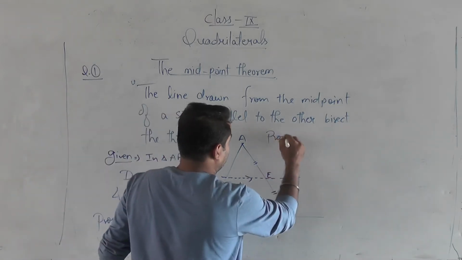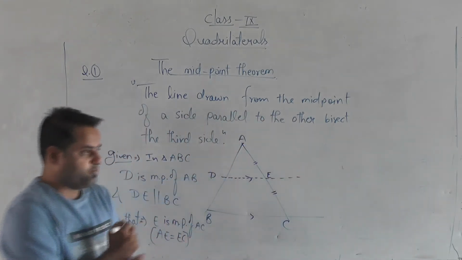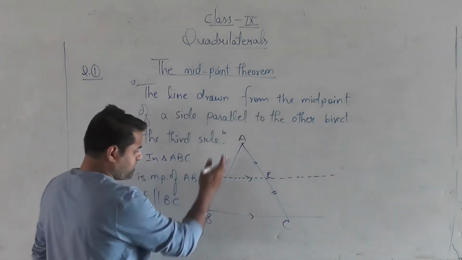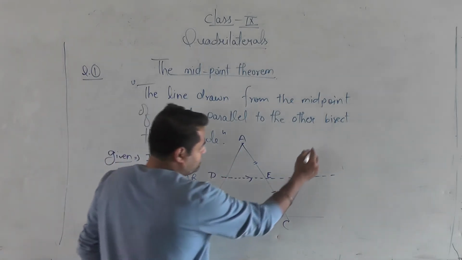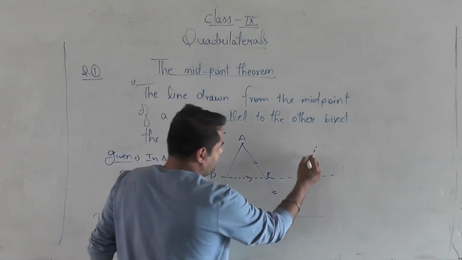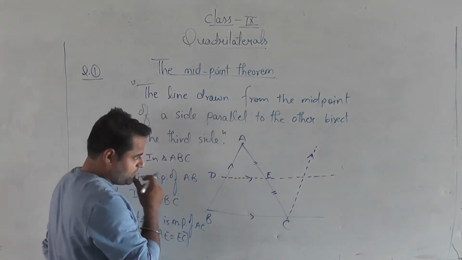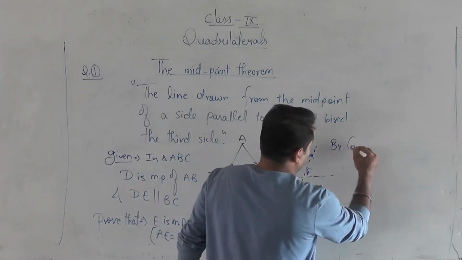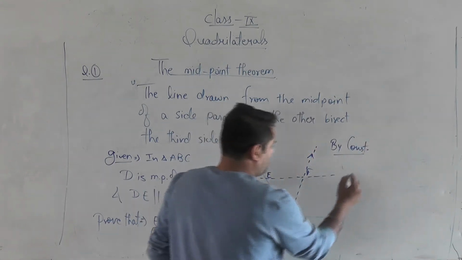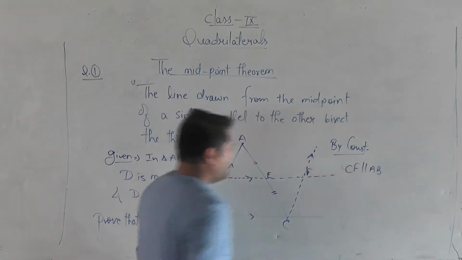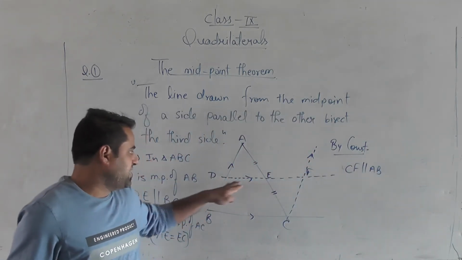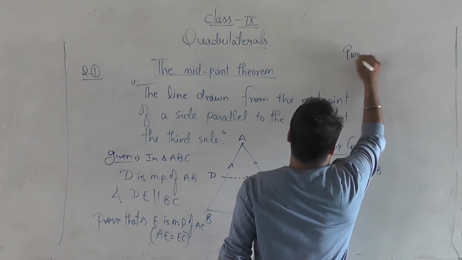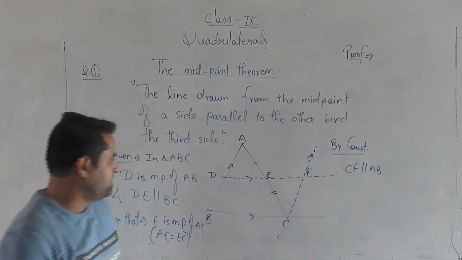Now see the proof. For the proof, we just need to draw another parallel line through C, parallel to AB. So we are making another parallel line, and I am calling it CF. So by construction, we draw CF parallel to AB, meeting the line DE extended at F. Okay, let's see the proof now. I will try to do it here so that you can understand it very clearly.